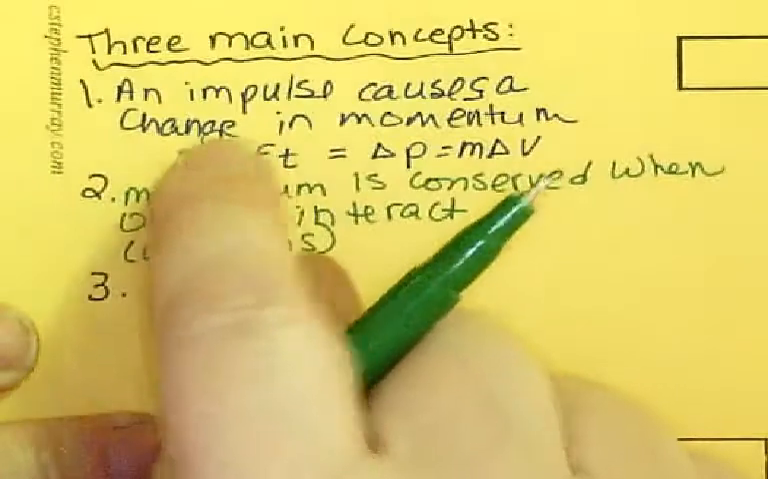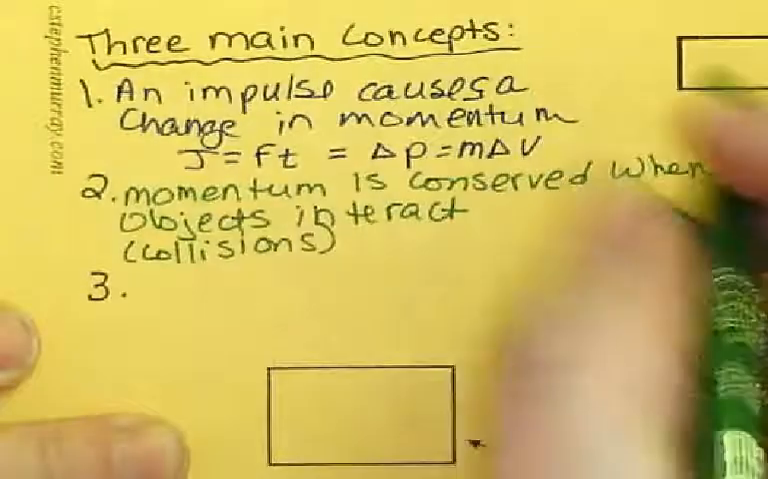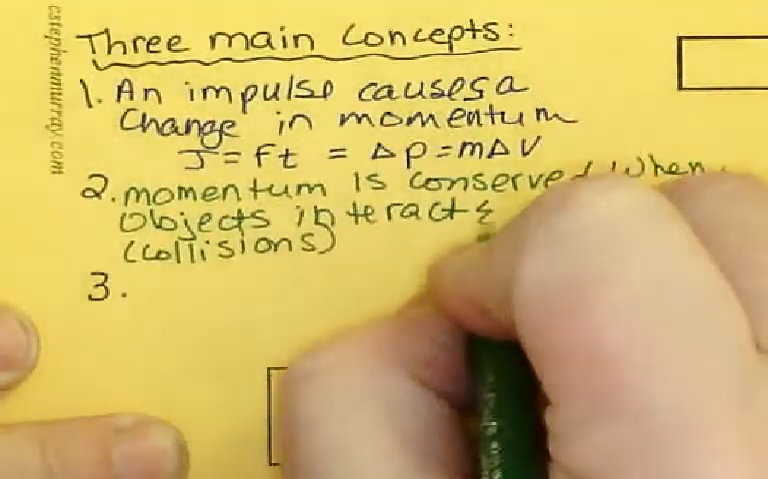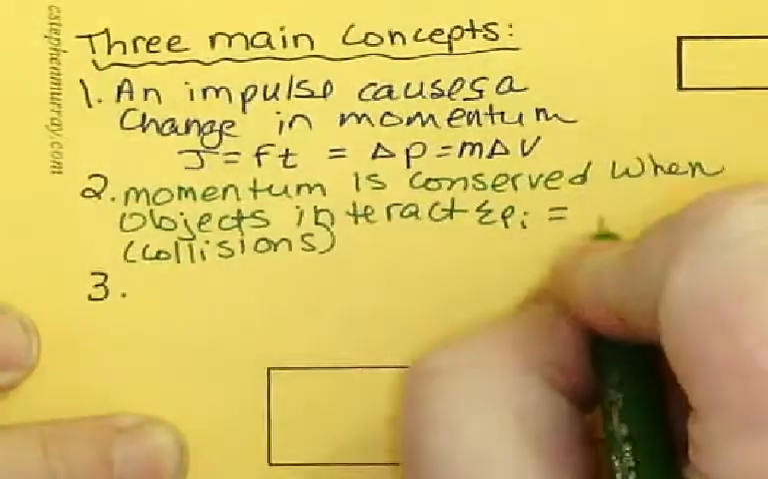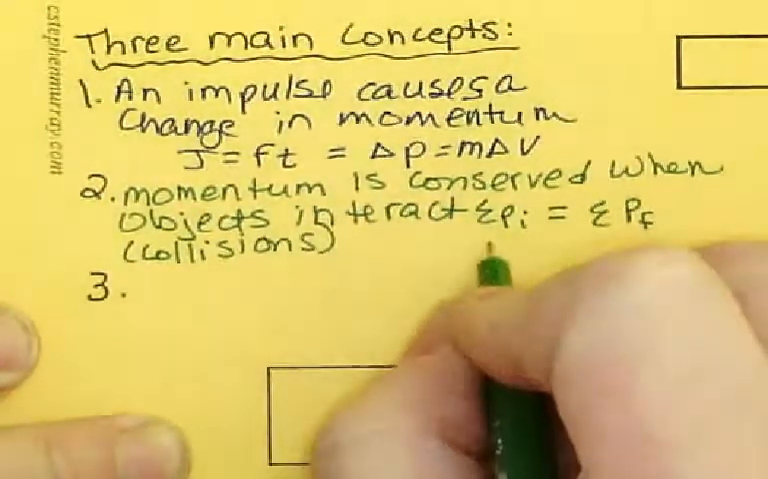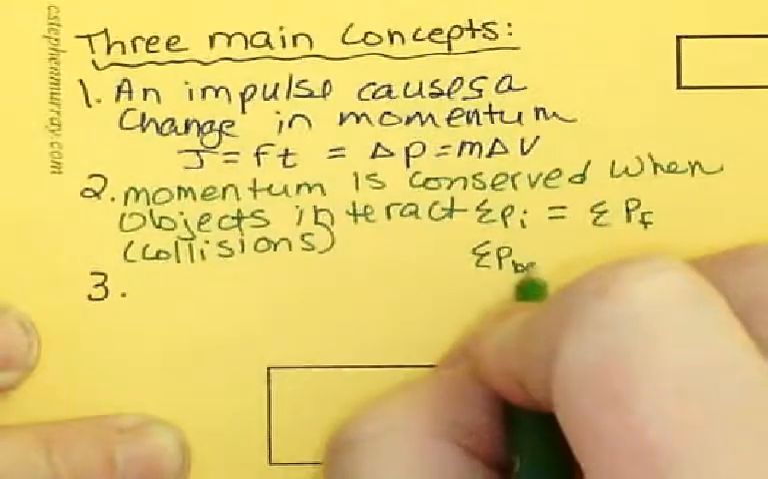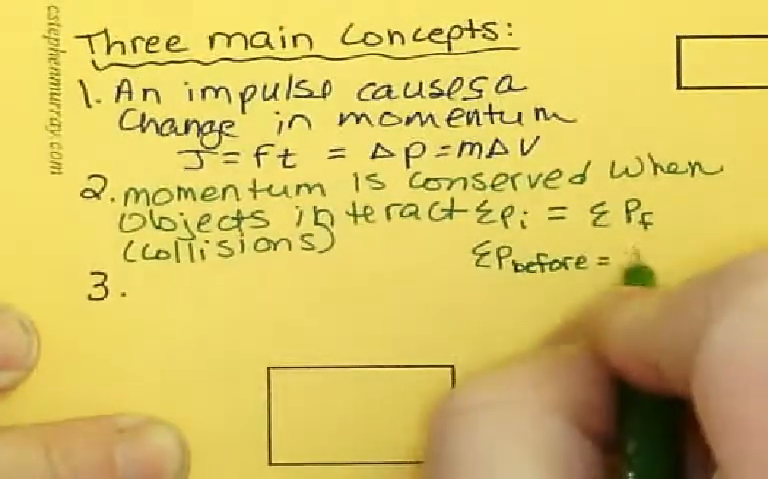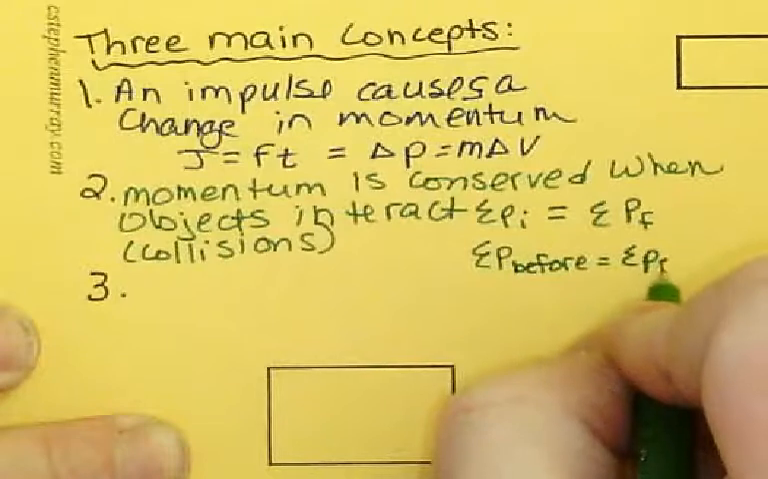So this falls under the law of conservation of momentum. It means your total momentum at the beginning has to equal your total momentum at the end. If you prefer to call it, the total momentum before equals the total momentum at the end.